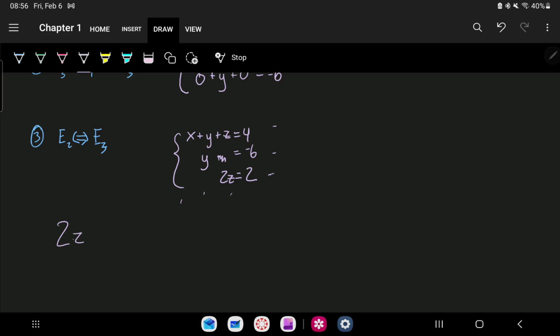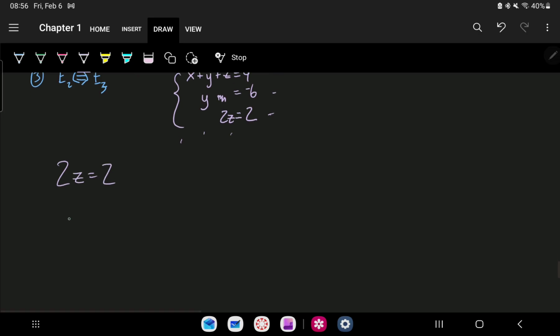So 2z equals 2. So that means z equals 1. I'm going to box this in just so I can very easily see. This second equation, super simple. It's literally given right to us already. Y must equal -6.